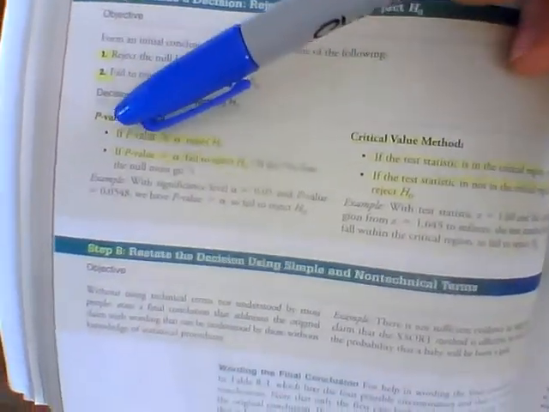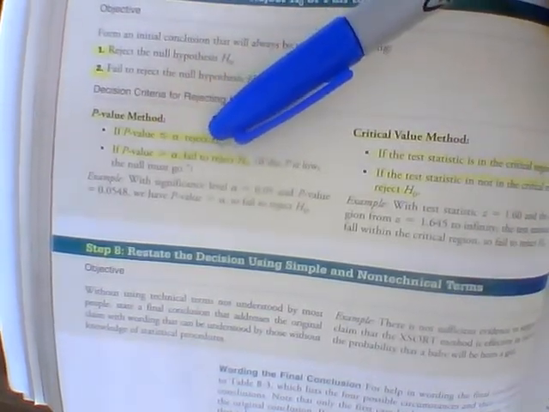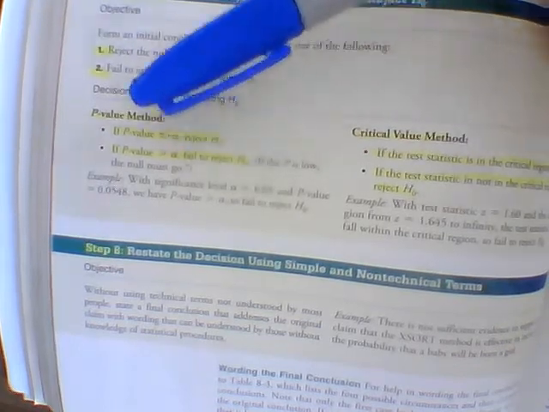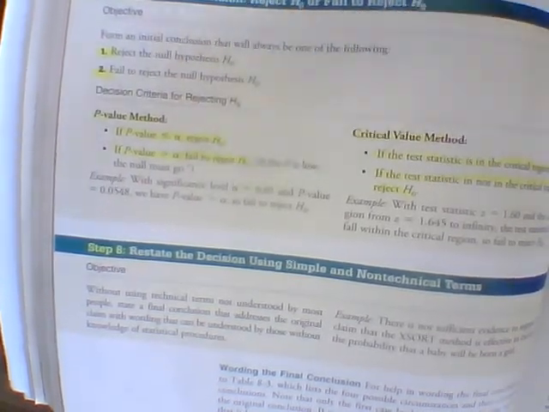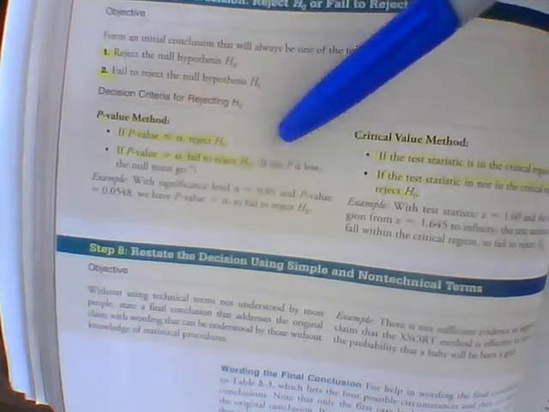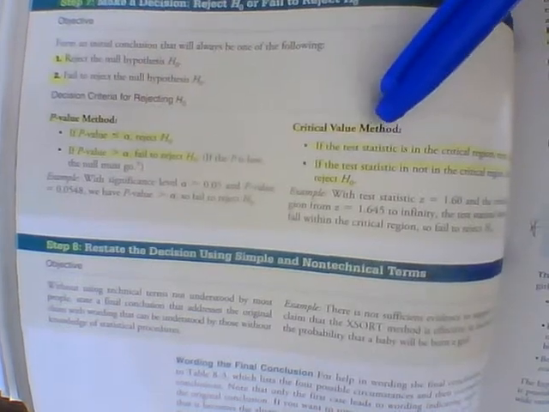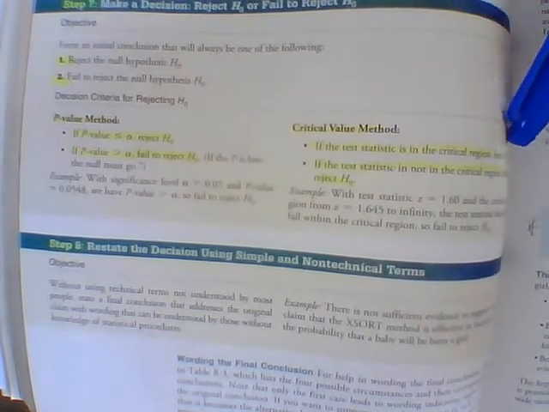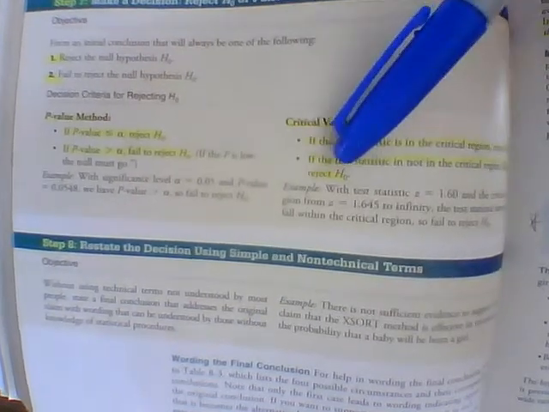So the p-value method, if the p-value is less than or equal to alpha, we will reject our null hypothesis. If the p-value is greater than alpha, then we'll fail to reject that null hypothesis. Basically, this relates directly over to the critical value method. If the test statistic is in the critical region, we reject it. If the test statistic is not in the critical region, we fail to reject it.